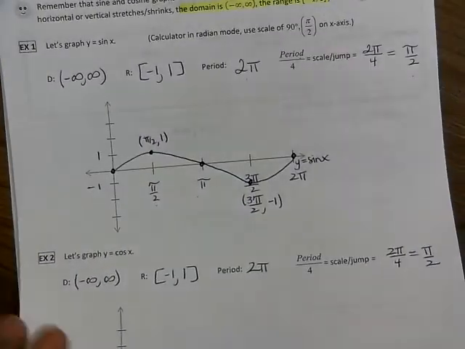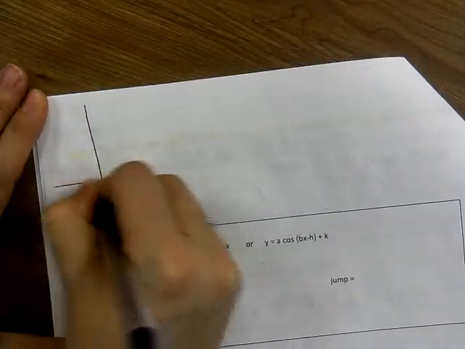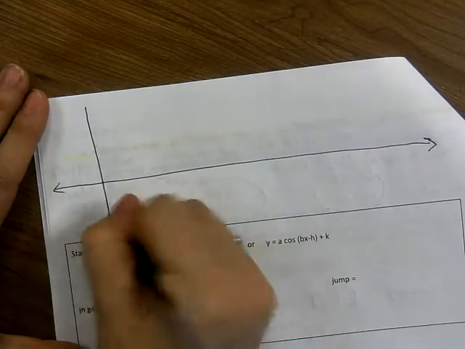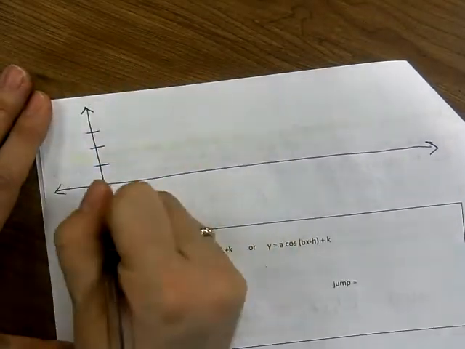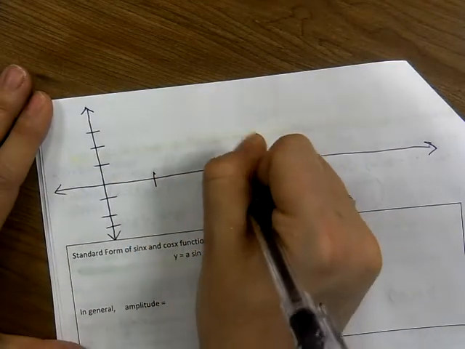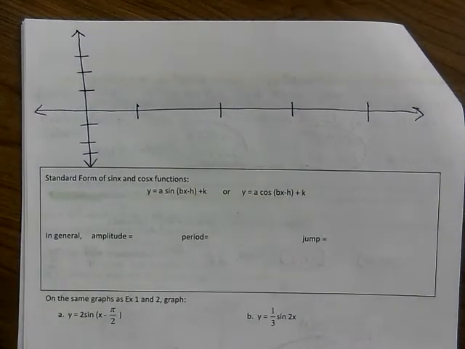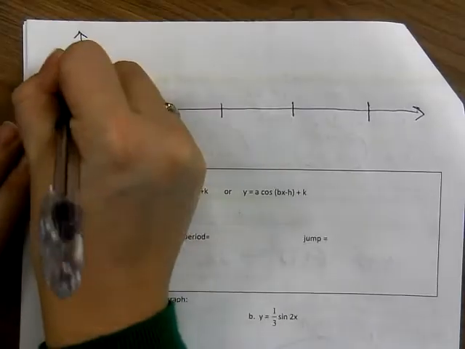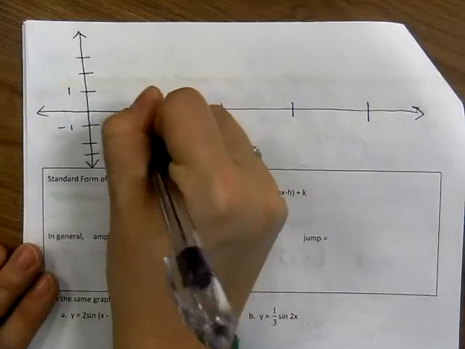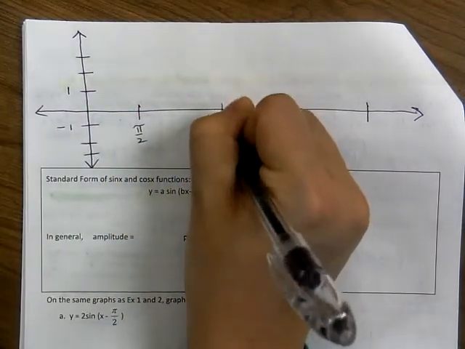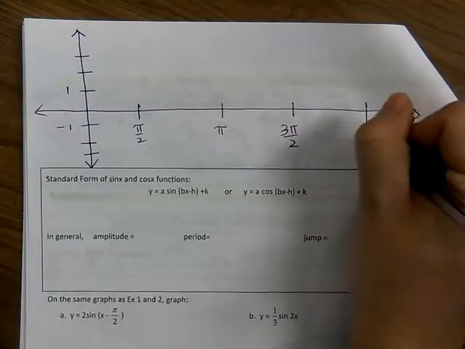Okay, now let's just draw this on this here. We'll have more room. Alright, so we're going to do the same thing. We're going to label our graph. We're going to go from 1 to negative 1. And our jump is still the same, so pi over 2 plus pi over 2 takes me to pi. Another pi over 2 is 3 pi over 2. And then add another one, you're at 2 pi.